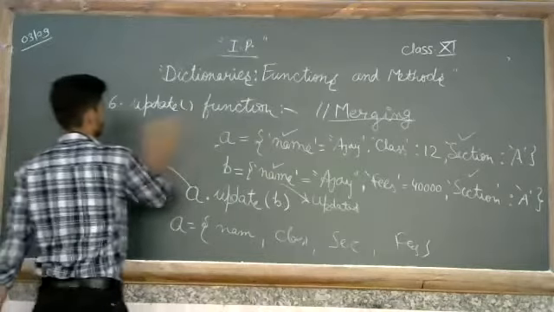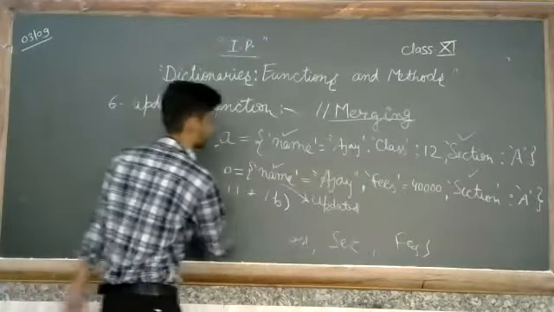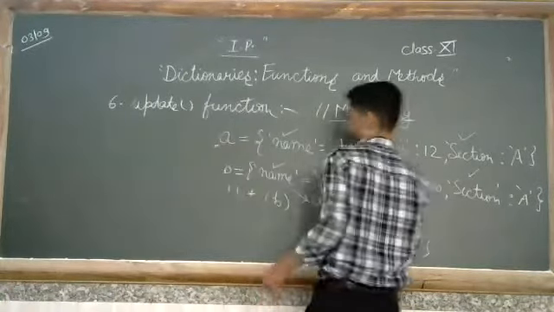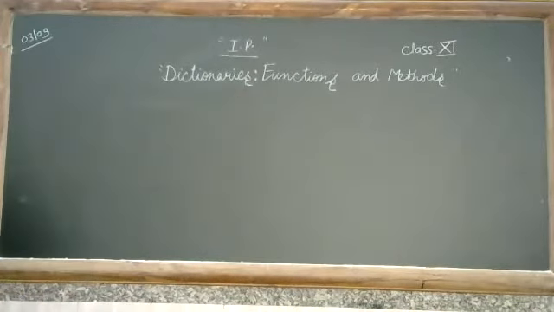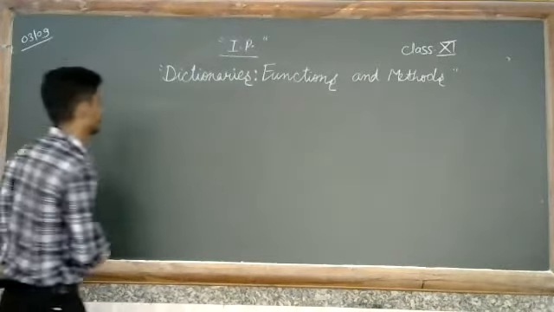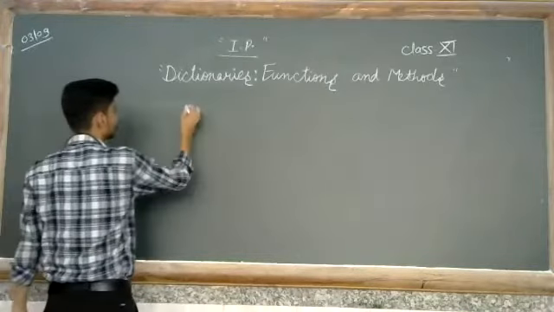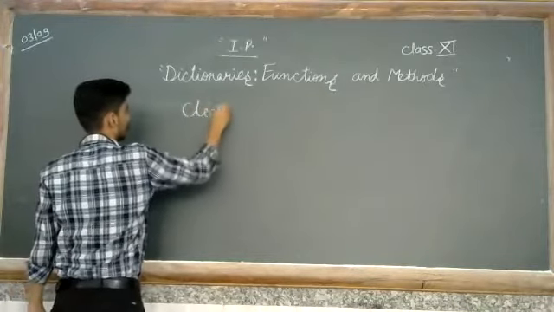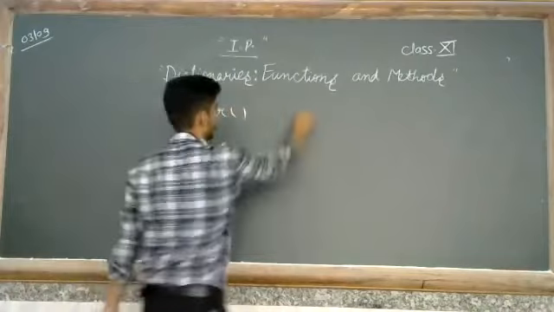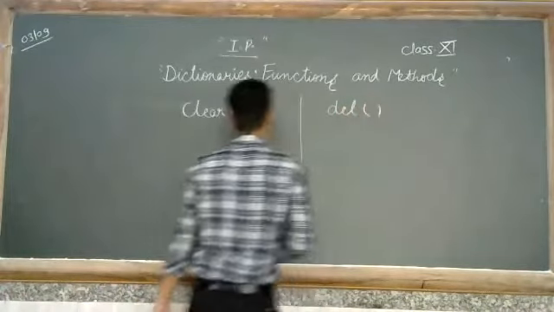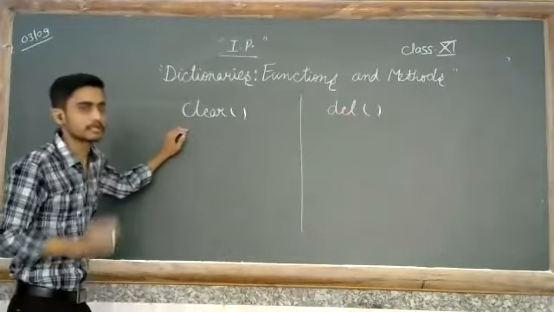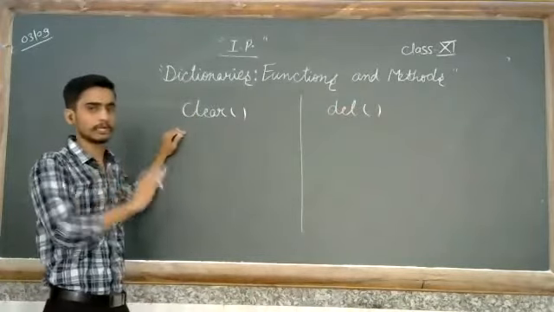Now we will see clear and del function. First, I will type it out. Our next function is clear function. And I will like to tell del function also simultaneously. Both these functions are used to clear or delete the dictionary.